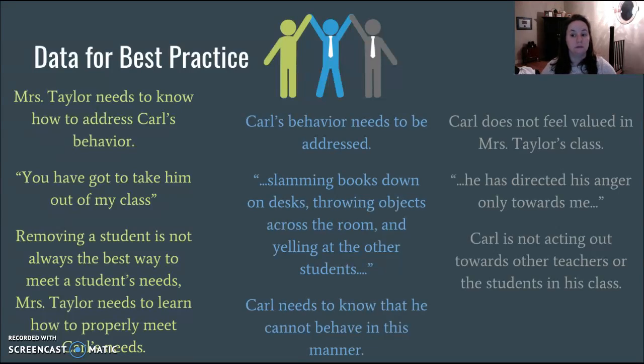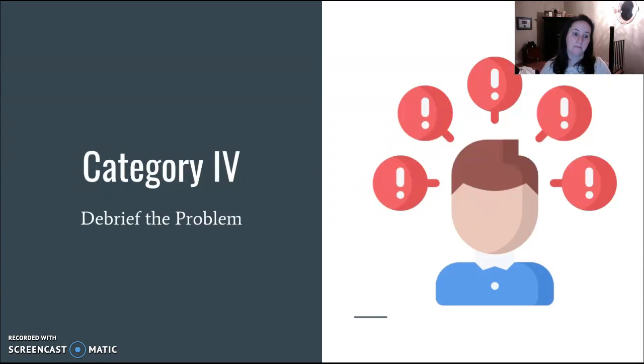Carl's behaviors do need to be addressed. Slamming books, throwing objects, yelling at other students. He needs to know that he can't behave in this manner, and that there are consequences for doing those things. One of the biggest things is that Carl doesn't feel valued in Mrs. Taylor's class. She says in there that his anger is really only directed towards her, and not towards any of the other students. So because of this, we need to address not only Carl's behaviors, but also the way that Mrs. Taylor is dealing with them.